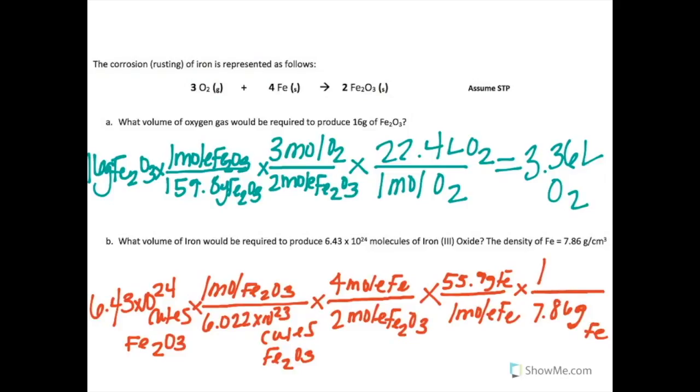And on top, that is 1 centimeter cubed. So once you do all the calculations, that equals 151.9 centimeters cubed of Fe. So that means that you would need 151.9 centimeters cubed of iron to produce 6.43 times 10 to the 24 molecules of iron 3 oxide. So that is how you calculate the volume from a solid.